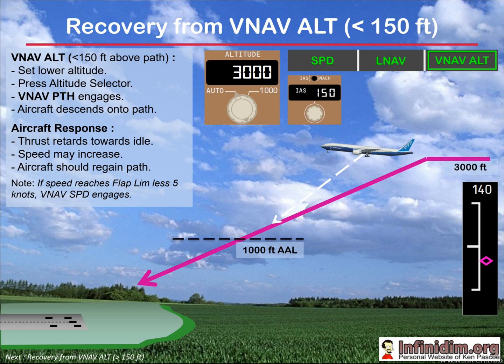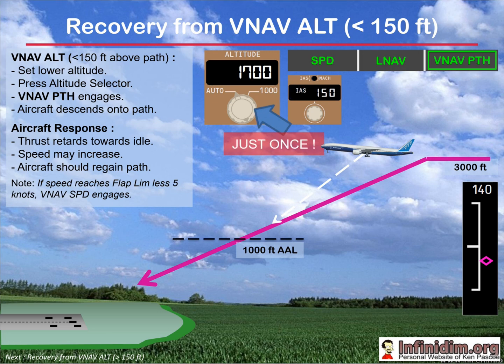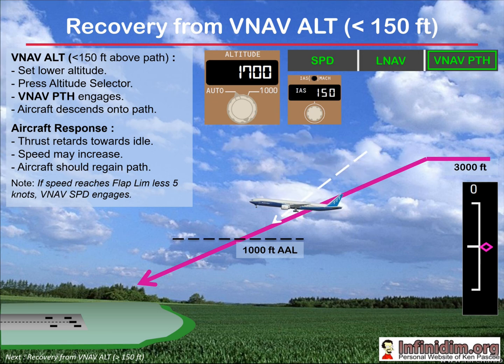So as the aircraft proceeds past the point where the path wants to descend through the MCP altitude selector, VNAV ALT engages. The aircraft flies level, and we're left with an above path divergence of less than 150 feet. With the MCP altitude selector reset and the button pushed, VNAV path engages and the aircraft descends towards the path. If necessary, VNAV will accelerate the aircraft above the MCP selected speed in order to expedite the path capture.